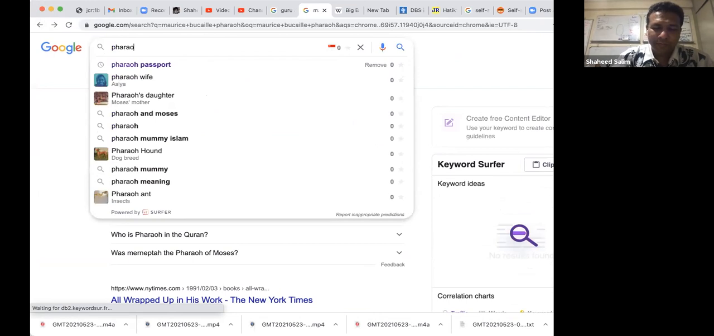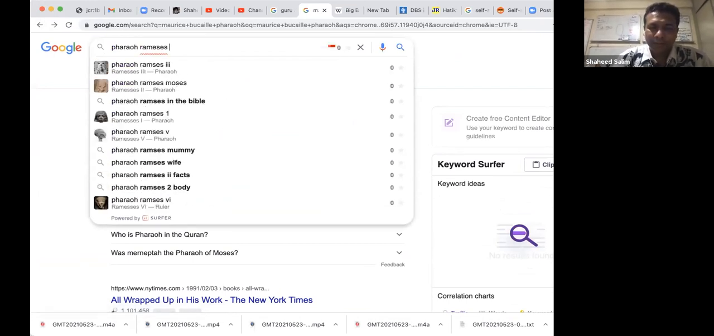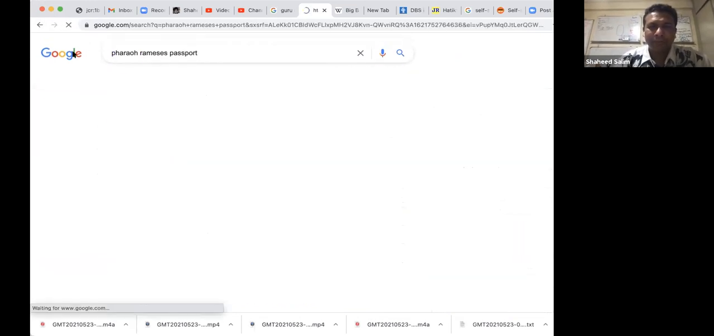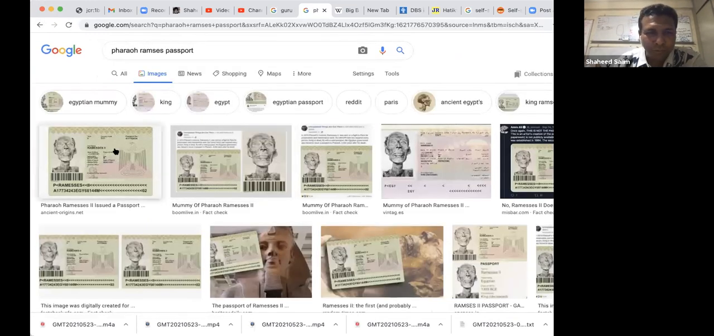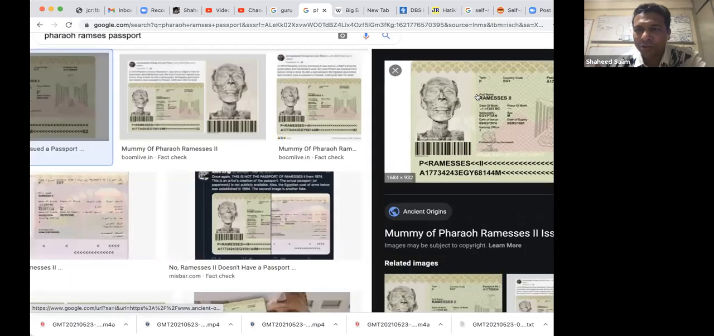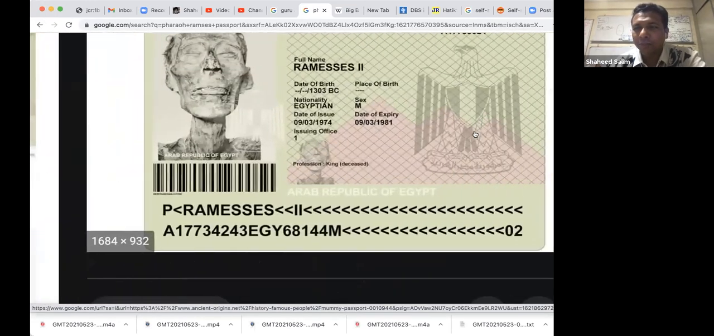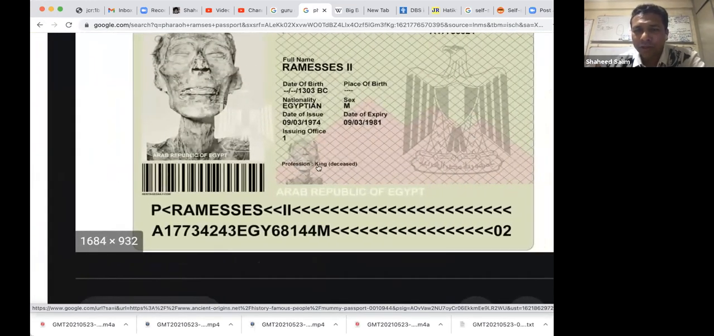Pharaoh Ramses passport. Okay, watch. Do you know they even issued a passport for this guy? Can you see now? Profession king, deceased. Deceased means dead. Date of expiry 1981. Date of issue 1974. Issued by the Egyptian government for him to travel to France.